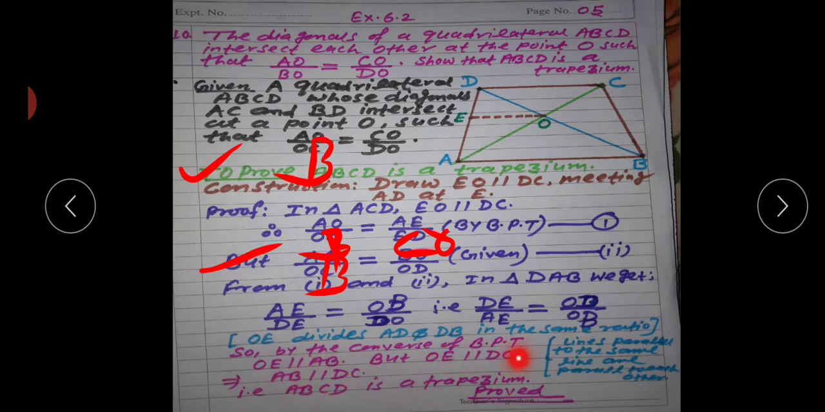Here OE is parallel to AB and OE is also parallel to DC. So AB will be parallel to DC, and hence ABCD is a trapezium because one pair of opposite sides are parallel in this quadrilateral. A trapezium is a quadrilateral in which a pair of opposite sides are parallel by definition. So we have proved AB is parallel to DC, hence ABCD will be a trapezium.